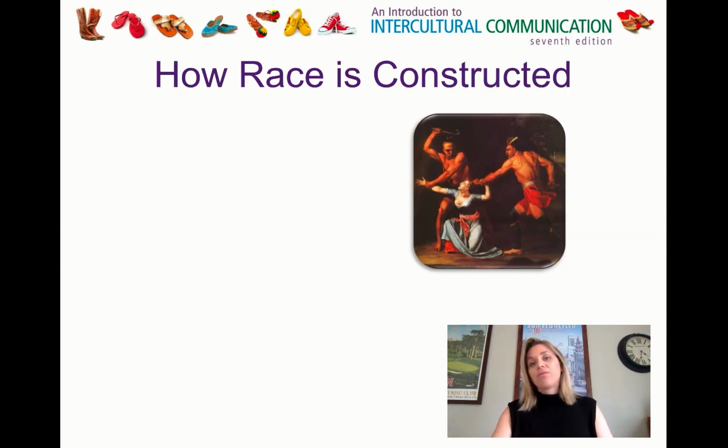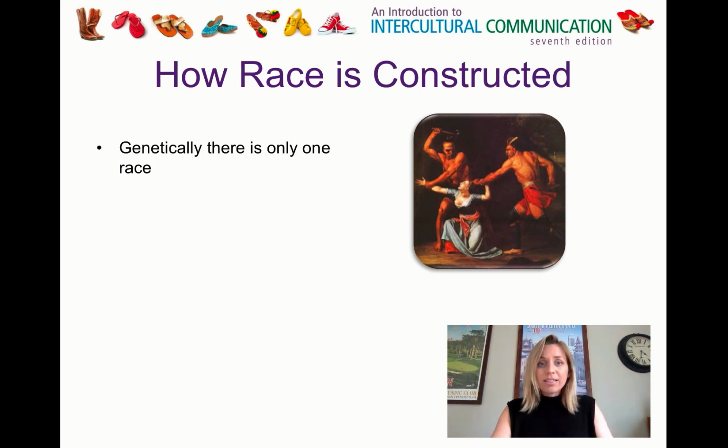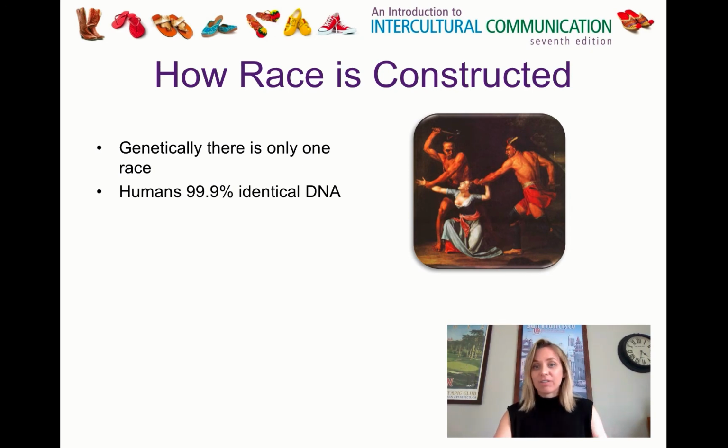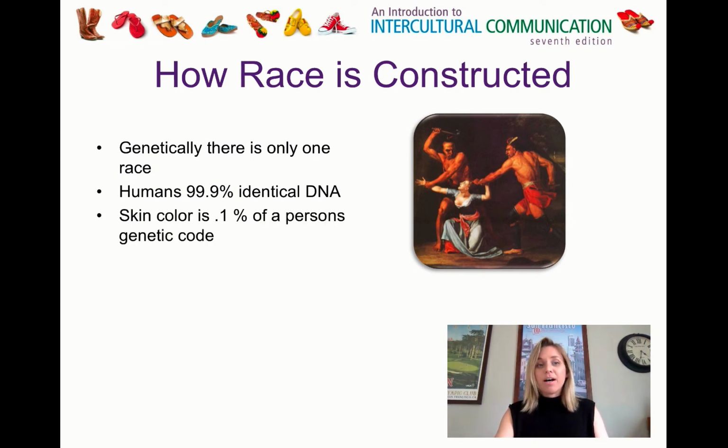Okay, so how is race constructed? Genetically, it's important to note that there is only one race. So it's the human race. Humans actually share 99.9% of our DNA. It's identical. So me, you, everybody, we basically share the same DNA. Skin color, eye color, things like that are only 0.1% of a person's genetic code. And as we see migration throughout history, then we see skin tones, eye color, hair color, things like that changing throughout history. And it's a very small percentage of our genetic code, which is why it's so easily mutable.